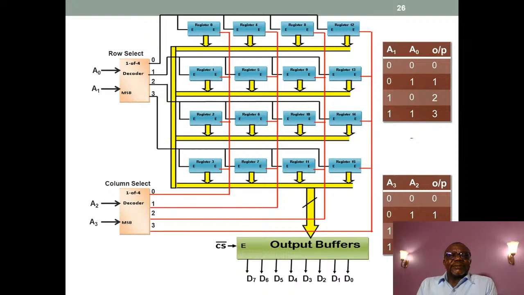So the registers are numbered 0, 1, 2, 3, 4, 5, 6, 7, 8, 9, 10, 11, 12, 13, 14, 15. In other words, from 0 to 15 is 16. So you can see what we mean by 16 by 8: it means that each of these registers holds 8 bits of information. That's the word length of what we are considering, which is 8 bits.